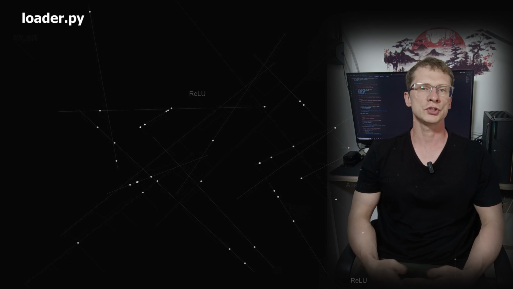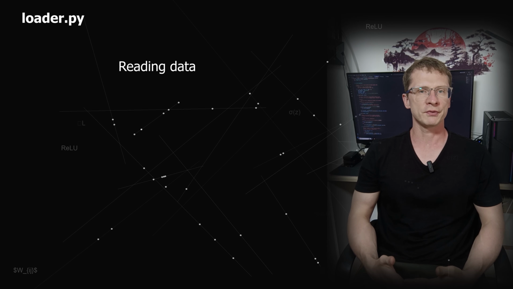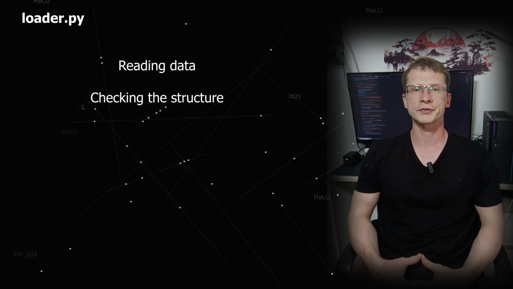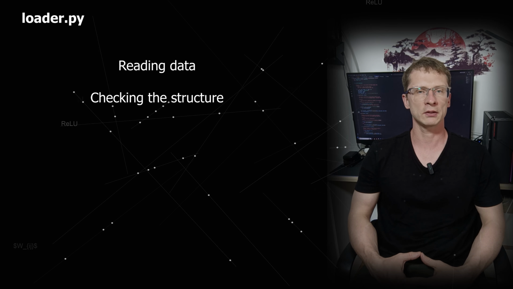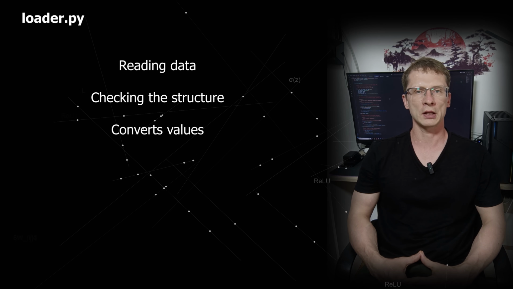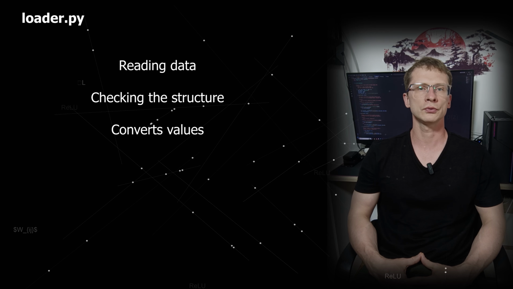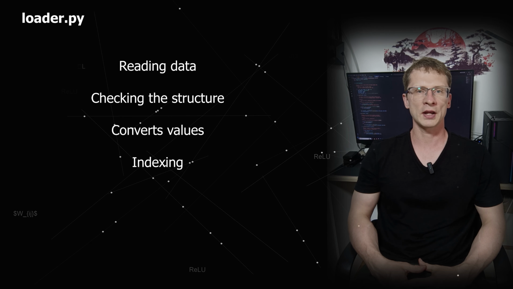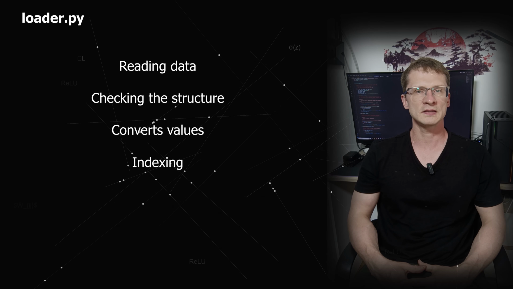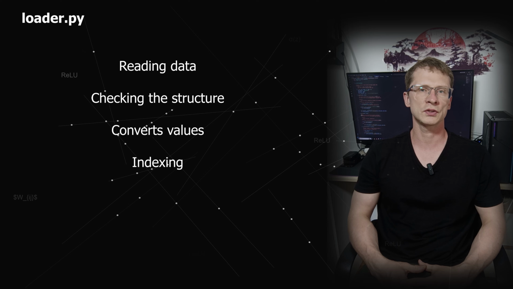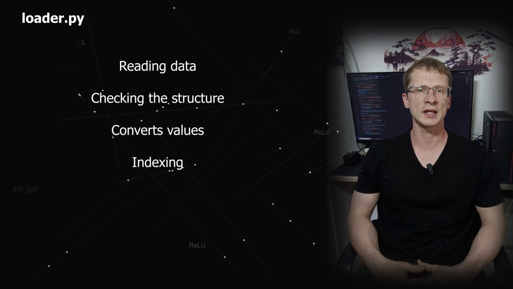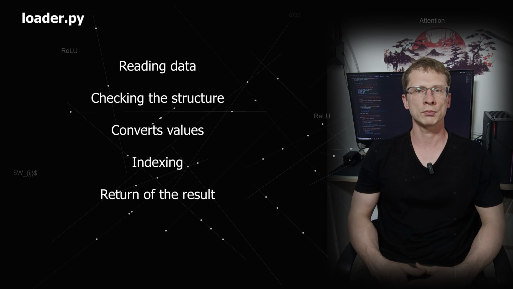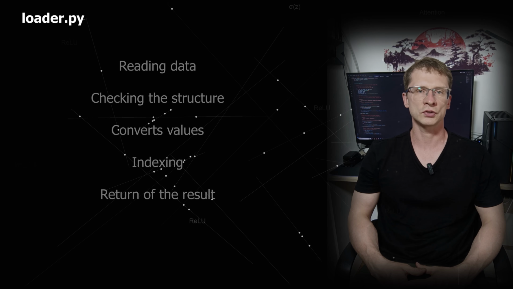What it does in general: reads data from a CSV file in UTF-8 encoding, ensures the file contains a date column, converts values in the date column to datetime type, sets date as the data frame index. This makes it easier to work with time series, plot charts, and align data by time. Returns a ready-to-use data frame suitable for analysis and signal generation.